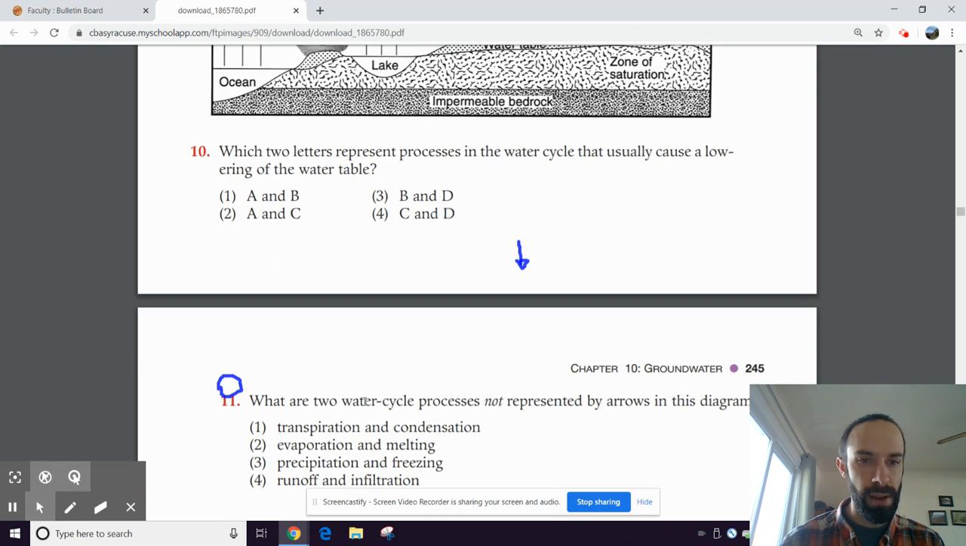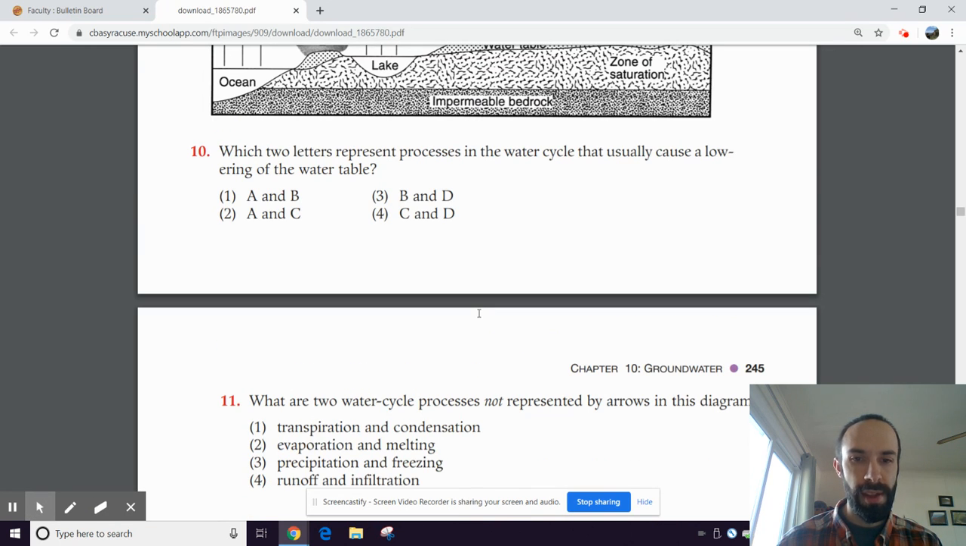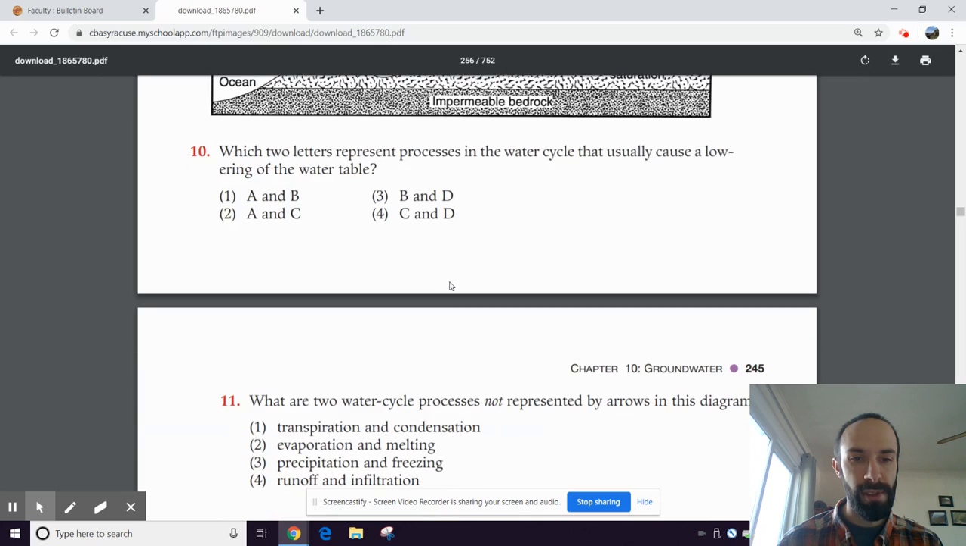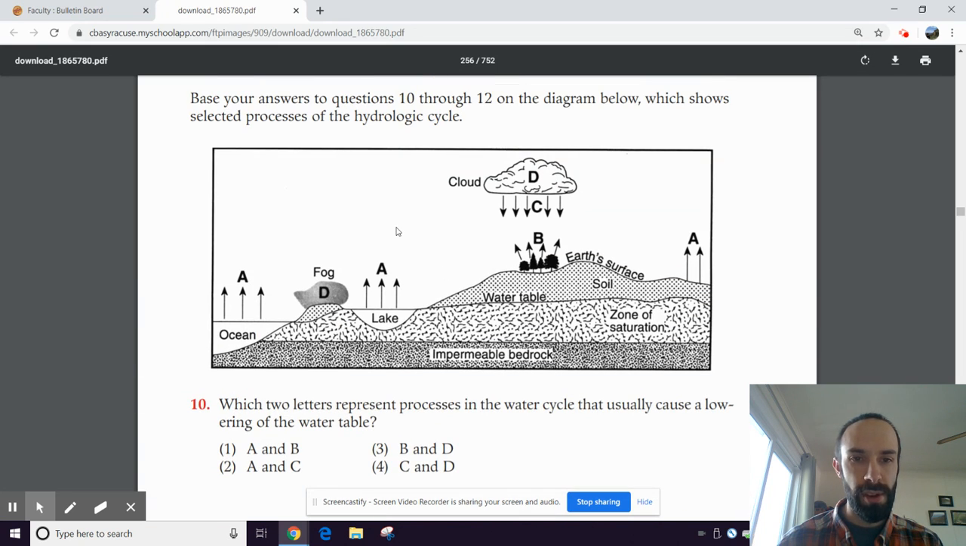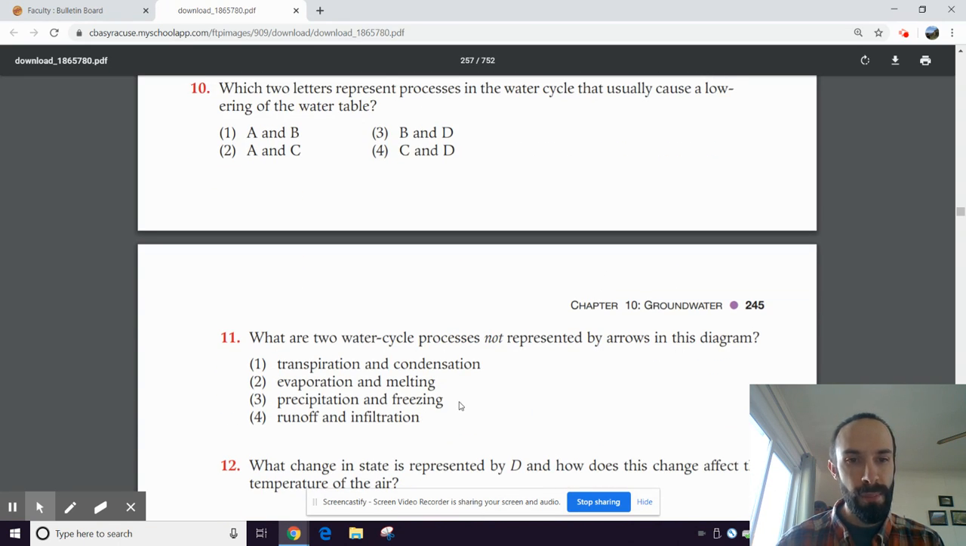Let's see here. Number 11. Clear the screen. What are 2 water cycle processes not represented by arrows in this diagram? So we could go through all the choices. Number 1, transpiration and condensation. No, that's definitely there. Evaporation and melting. I see evaporation. And is there any melting? Perhaps, maybe. It doesn't really show it, but definitely evaporation. Precipitation and freezing.